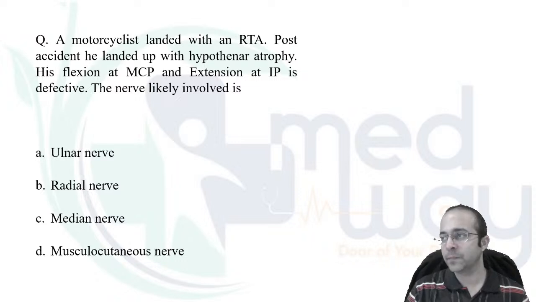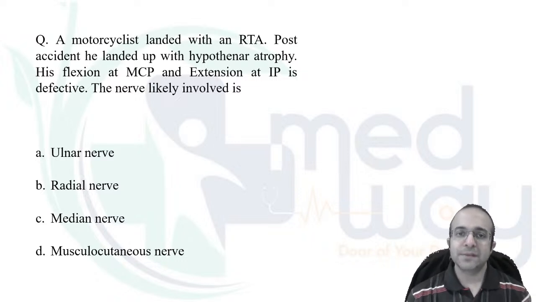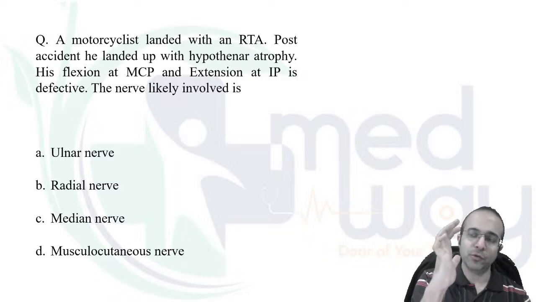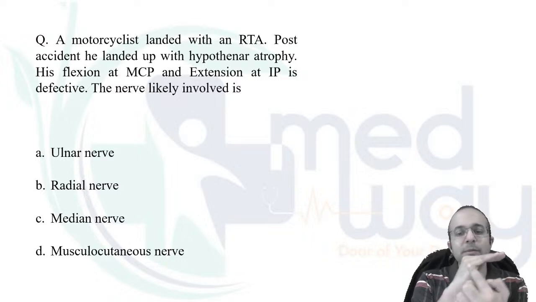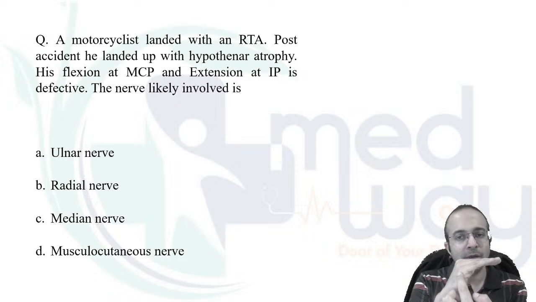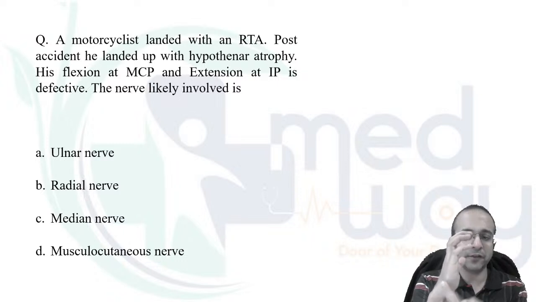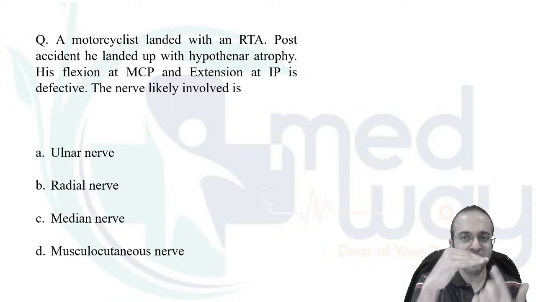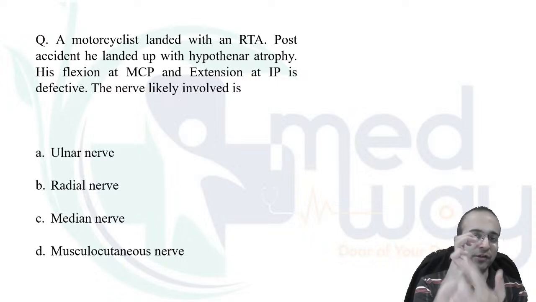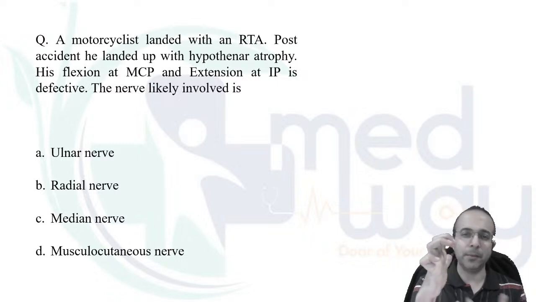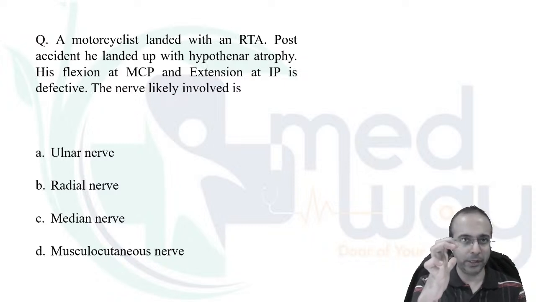Okay, fair enough. So the question was that there's a motorcyclist who's landed up with a road traffic accident and he develops hypothenar atrophy, and it was clearly written that he cannot flex the MCP joints, these will be the metacarpophalangeal joints, and he cannot even extend the interphalangeal joints. So the interphalangeal joints are in flexion and the MCP joint is in extension, because flexion at MCP is defective and extension at IP is defective. The reverse of this is flexion at MCP, extension at IP. So basically the examiner indirectly was trying to tell you that there is claw hand.